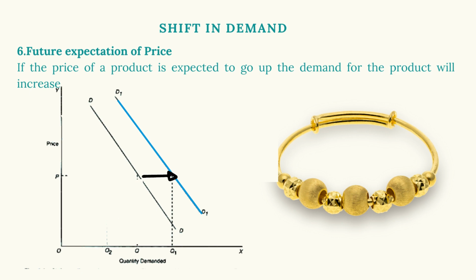Future expectation of the price. If buyers think that the price of commodities will increase in the future, then the demand for such commodities will increase now. Example, gold.